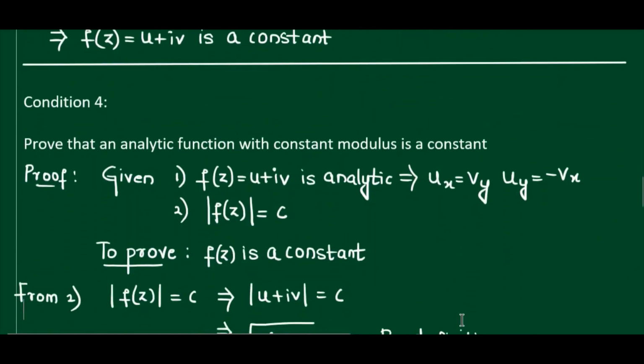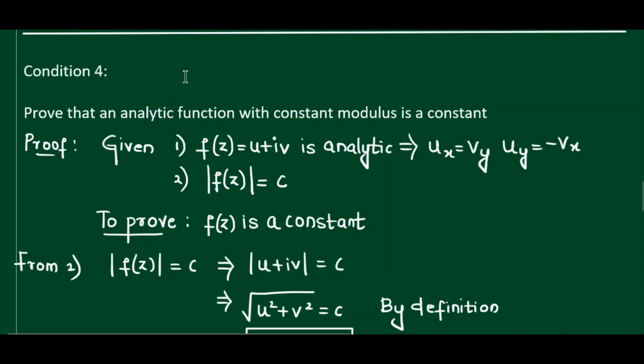Condition 5, this is condition 5 actually. Prove that an analytic function with constant modulus is a constant. So here the given conditions are f of z is analytic and modulus is constant. We have to prove that f of z is constant. This particular problem is very important from the exam point of view.